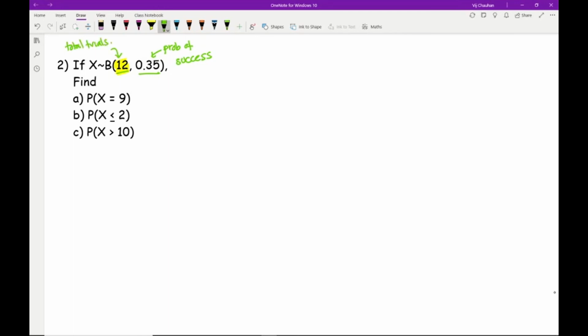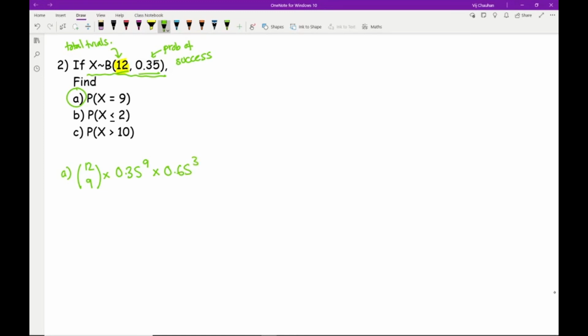For part A, which I'll do in green, we're going to work out the probability that x equals 9. I don't need to write down the binomial notation because it's already written in the question, so that's absolutely fine. So for A, out of 12 trials, exactly 9 successes. I'm going to multiply that by the probability of success, 0.35, to the power of 9, times the probability of failure, which is 0.65, to the power of 3.